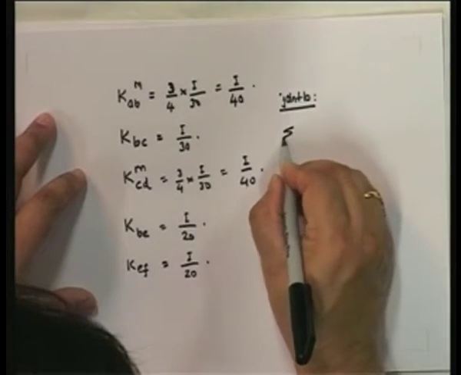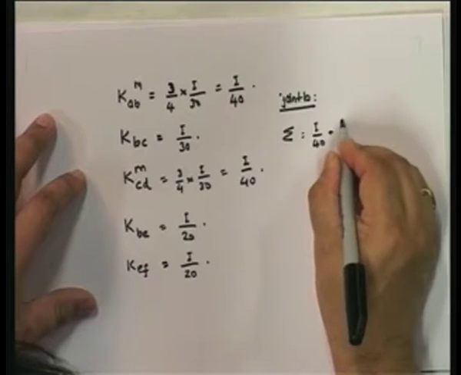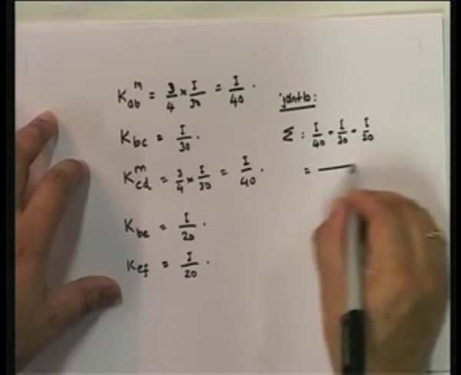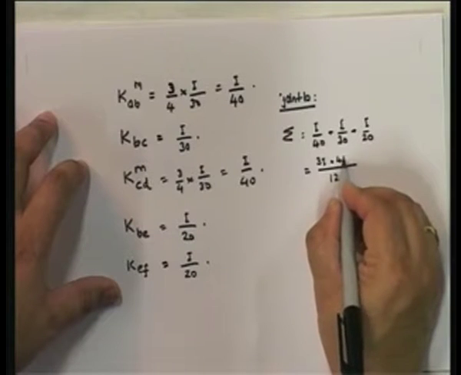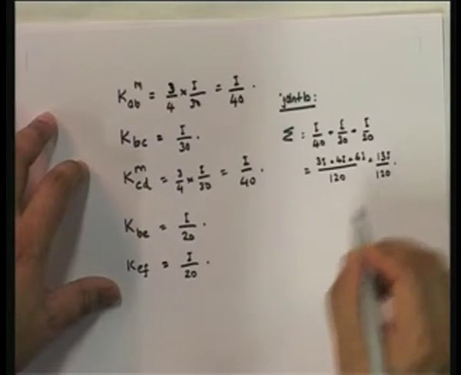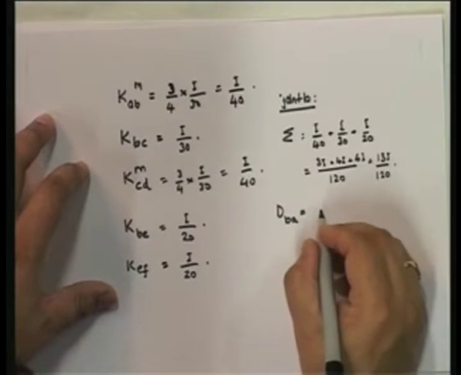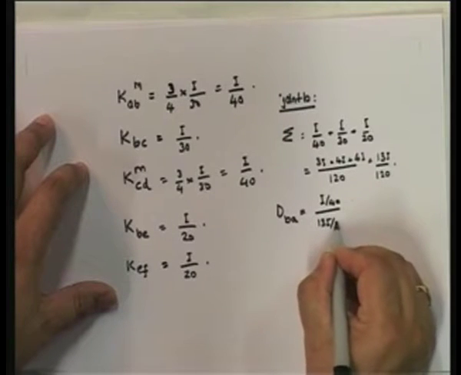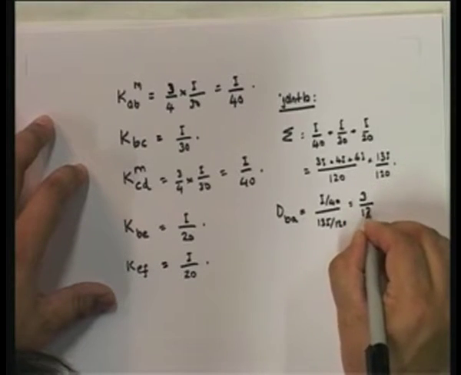So, what is the summation of the stiffnesses? Summation of stiffness is equal to I upon 40 plus I upon 30 plus I upon 20. And if we look at this, this becomes over 120. This becomes 3I plus 4I plus 6I, which becomes 13I by 120. So therefore, distribution factor for BA is equal to I upon 40 divided by 13I upon 120, and this becomes 3 upon 13.